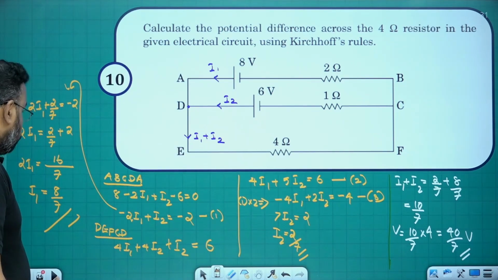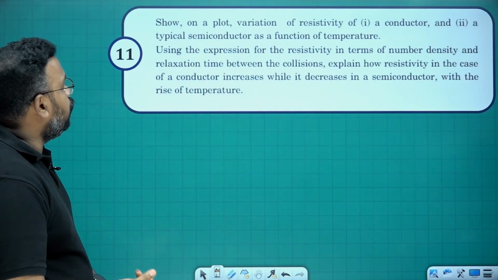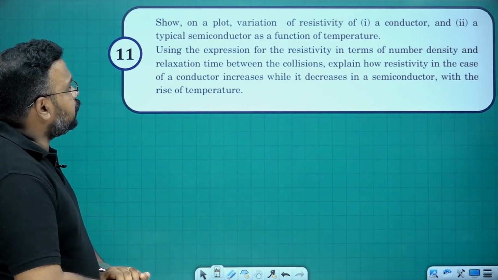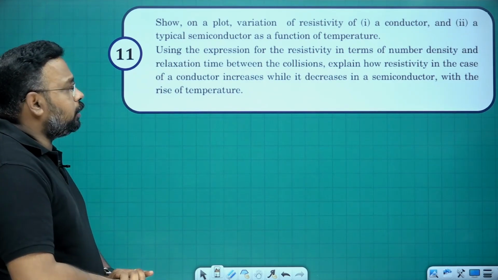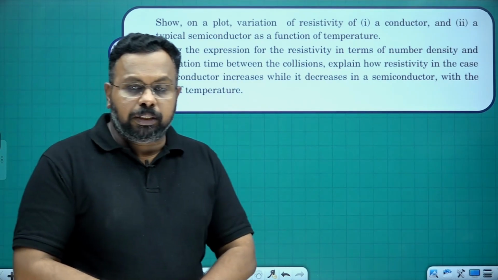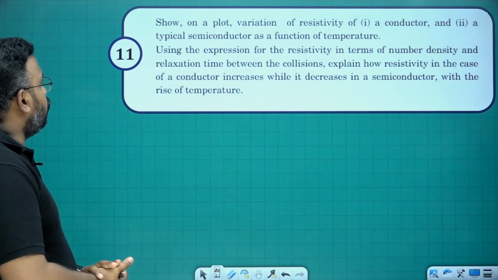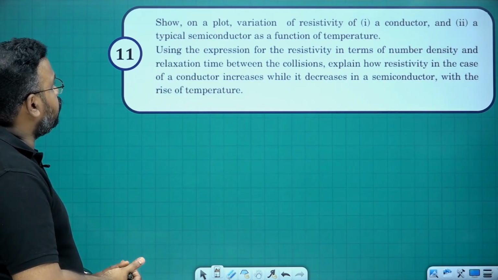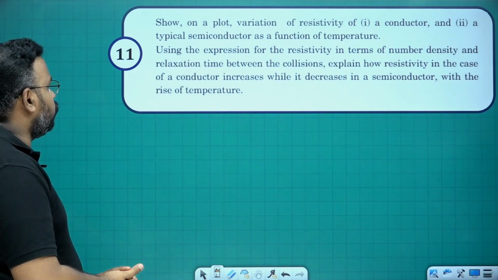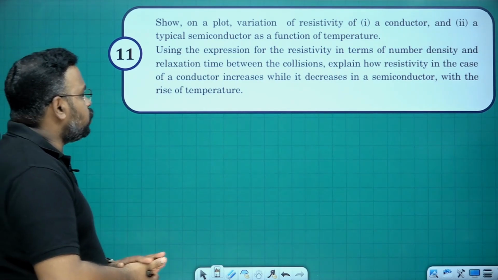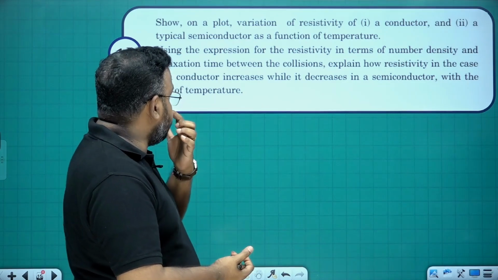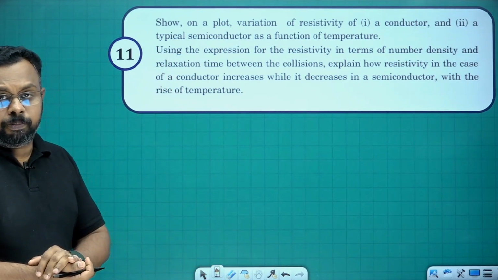Okay. Let's go to the next question, question number 11. Show on a plot variation of resistivity of a conductor and a typical semiconductor as a function of temperature. Using the expression for the resistivity in terms of number density and relaxation time between the collisions, explain how resistivity in case of a conductor increases while it decreases in a semiconductor with the rise in temperature.